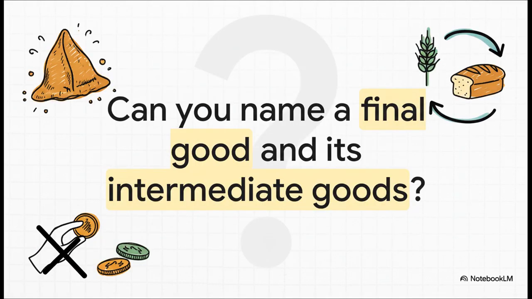I am so proud of all of you. You've done such a great job understanding these tricky concepts. Before you go, here's a fun little challenge for you. Just look around you right now. Can you pick one final good, maybe the phone you're watching this on, and try to list some of the intermediate goods that went into making it? Give it a try. You've totally got this.